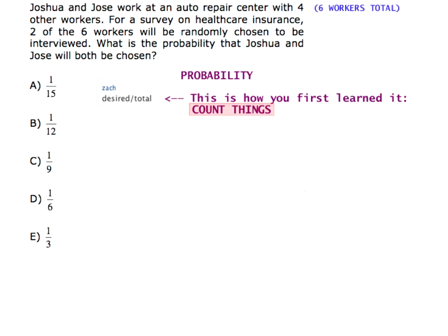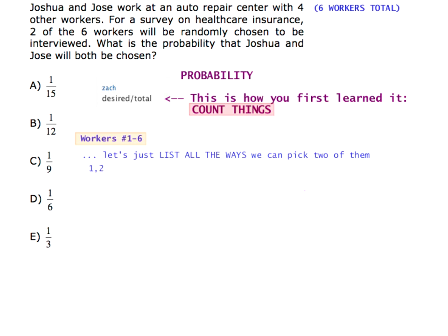Okay, so let's list all of the ways. So let's just say we have workers numbers 1 through 6. I mean, if we're going to make a list of these things, we want to be efficient about it. So, 2 of them are named Joshua and Jose, but we'll just number those guys later, because it's easier to make lists of things that are numbers. So let's say the workers are numbers 1 through 6. And let's just list all the ways we can pick 2 of them. So notice that order doesn't matter here. So you don't need to list 1 and 2 and also 2 and 1.